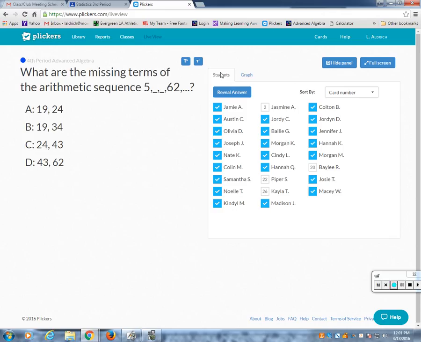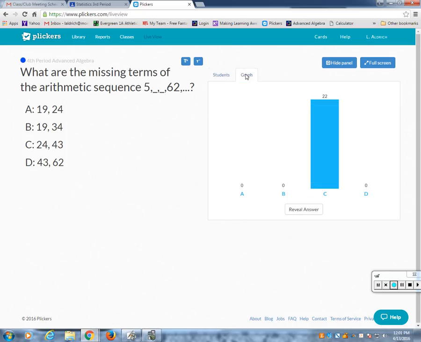Okay, good deal. So from 5 to 62 is a total of 57. 57 divided by 3 is 19. So if you go 5 plus 19, you get 24, and then add 19 onto that again, you get 43. So the answer to that one is C.